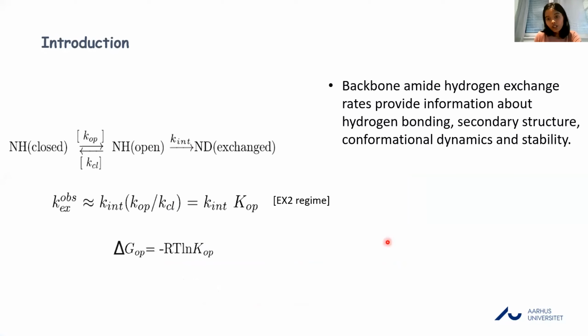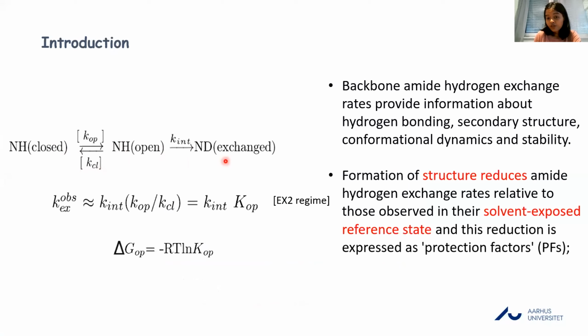Hydrogen exchange, as we all know, is a very complicated process where the kinetics depends on the protein dynamics as well as on the intrinsic rate of exchange. But when there's structure formation, the amide hydrogen exchange rates reduce relative to when the protein is in its solvent exposed reference state. And this reduction can be expressed as a protection factor. So your protection factor is the intrinsic exchange rate divided by the observed exchange rate.